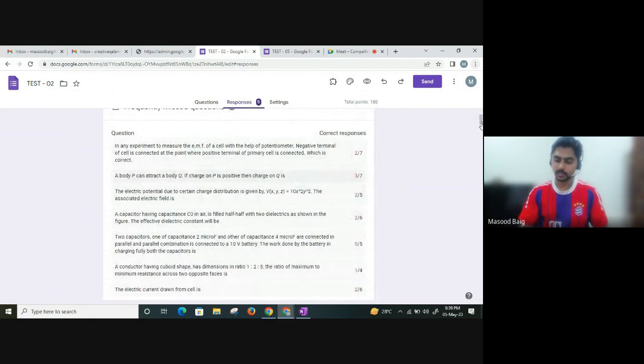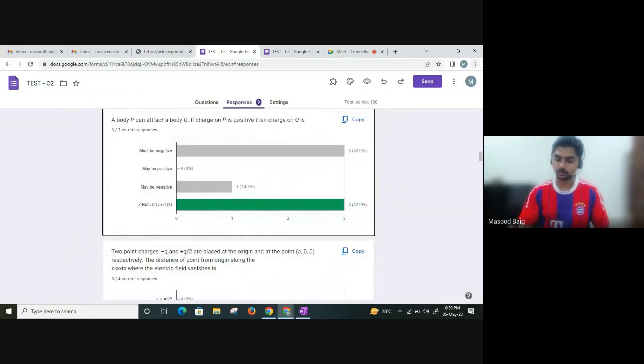A body P can attract a body Q. If the charge on P is positive, then the charge on Q is not necessarily negative. A charged object can also attract an uncharged object on the basis of charging by conduction. So the charge on Q can be negative, it can be uncharged, and it can be positive also. Very simple logic, guys.